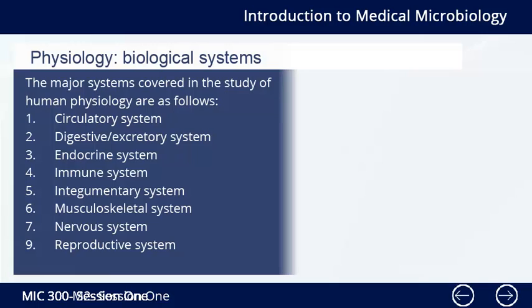5. Integumentary system. The skin, hair, nails, sweat glands, and sebaceous glands, which secrete an oily or waxy substance. Number 6. Musculoskeletal system. The skeleton, muscles, tendons, ligaments, and cartilage. Bone marrow, the site of red blood cell creation, and how bones store calcium and phosphate are included.